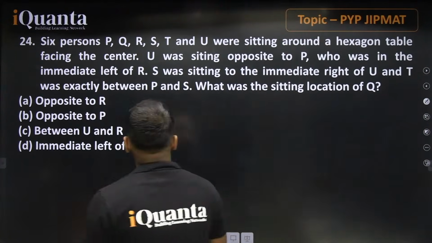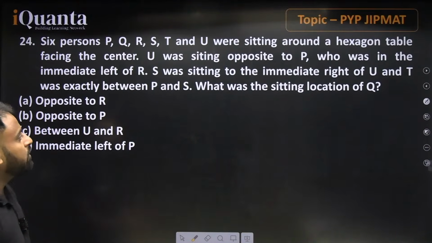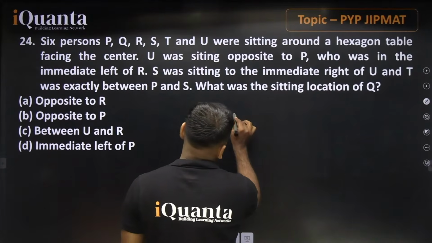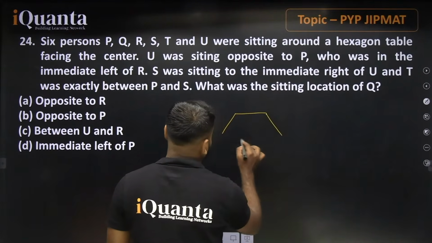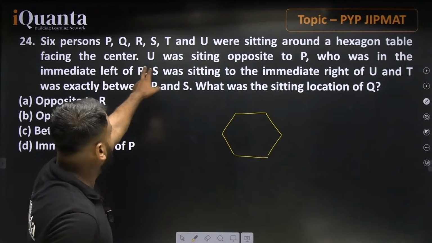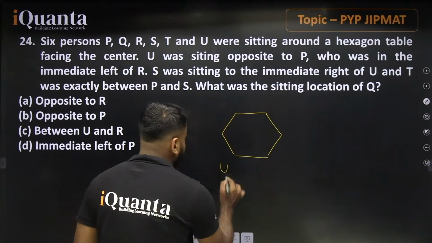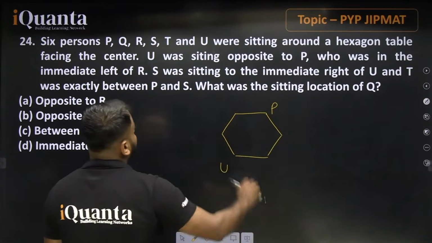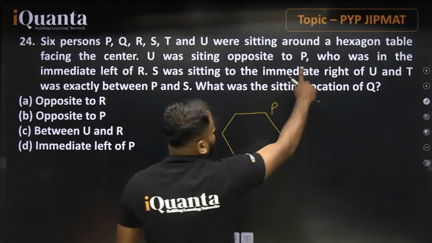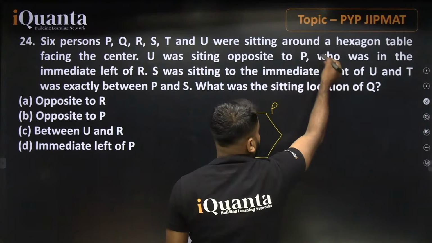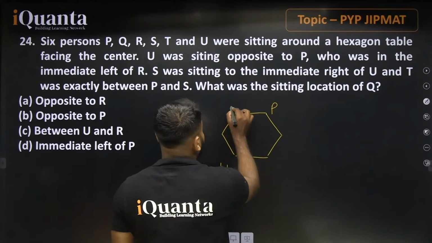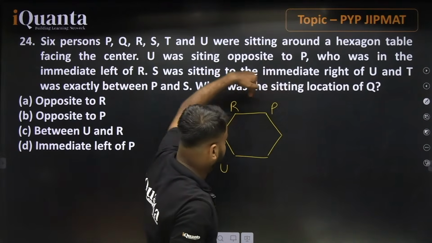6 persons P, Q, R, S, T and U were sitting around a hexagon table facing the center, right? So this is a hexagon table. The statement says U was sitting opposite to P. If U is here, P is here. Now they are talking about P, who was in the immediate left of R. Immediate left of R means R will be here, so the left of R is here. Left of R is P.